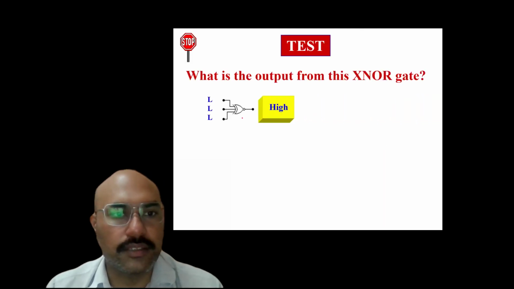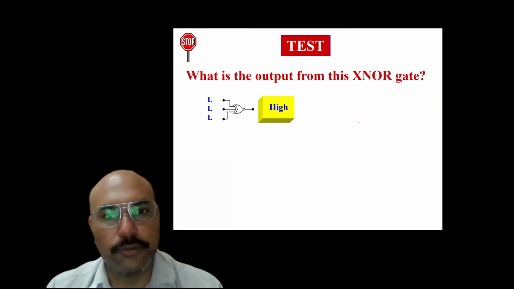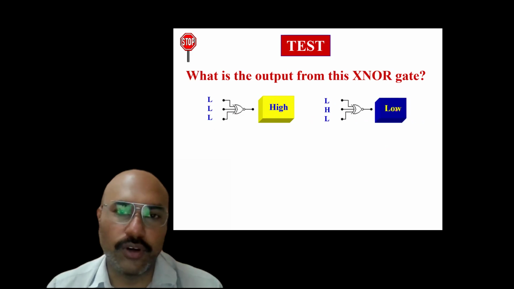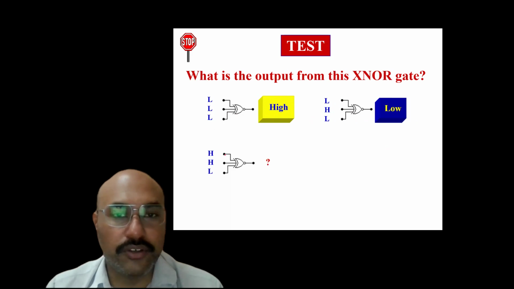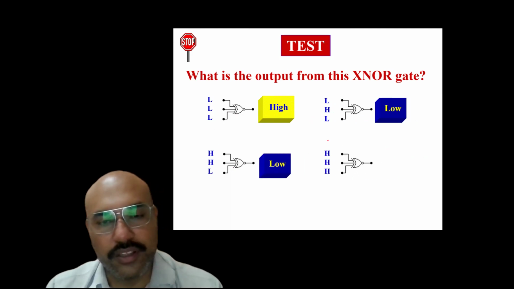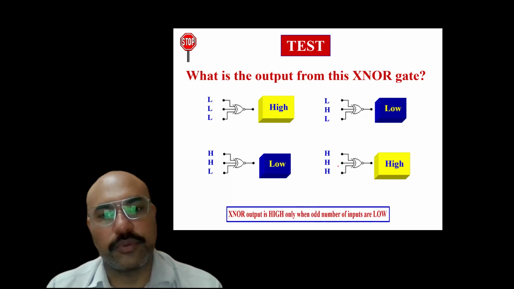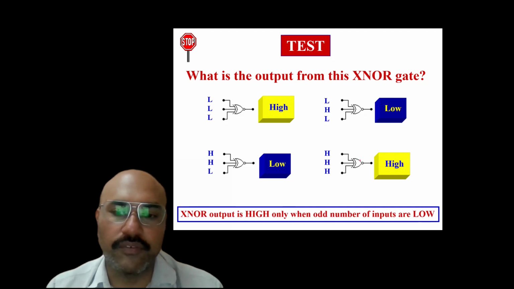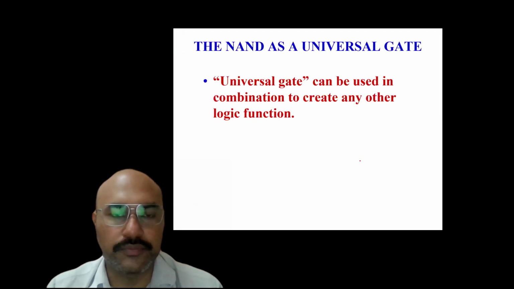So you can test that if all the inputs are low, then your output will be high. And if any of the input is high, then you will get a low output because here inputs are different. Similarly, here also your inputs are different, so you will get a low output. And if all the inputs are high, then you will get a high output. So XNOR output is high only when all the inputs are high or when all the inputs are low.